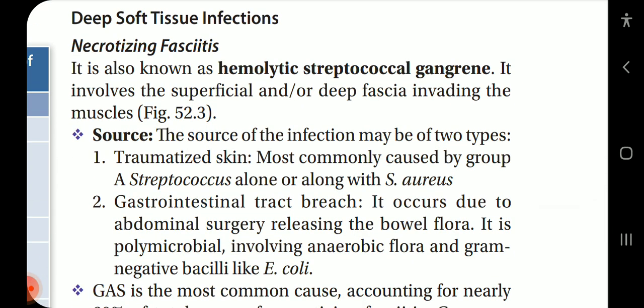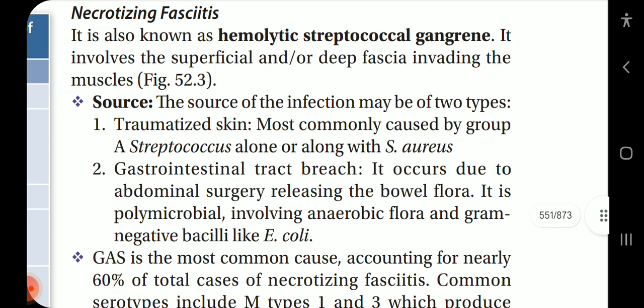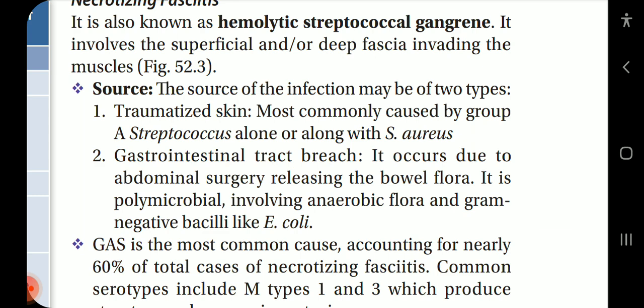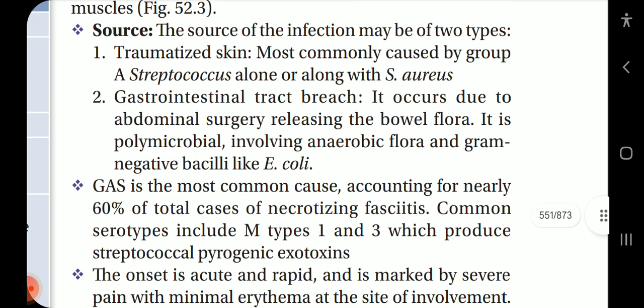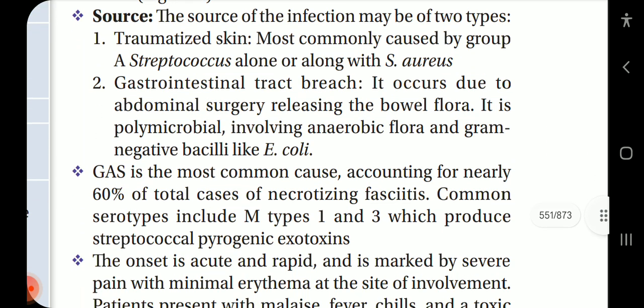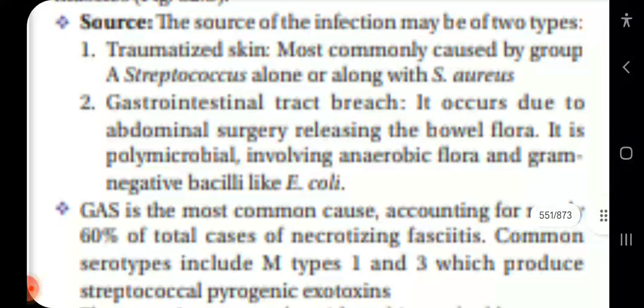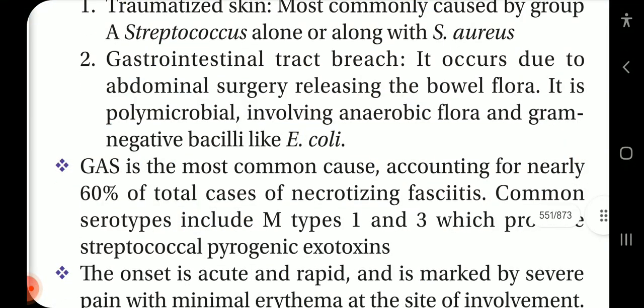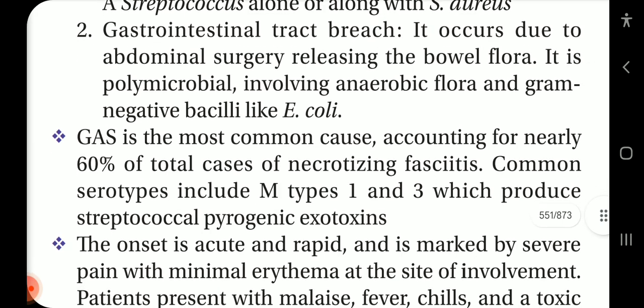Next is deep soft tissue infection, necrotizing fasciitis. It is also known as hemolytic streptococcal gangrene. It involves the superficial and/or deep fascia, invading the muscles. The source of the infection may be of two types. Traumatized skin, most commonly caused by group A Streptococcus alone or with Staph aureus.